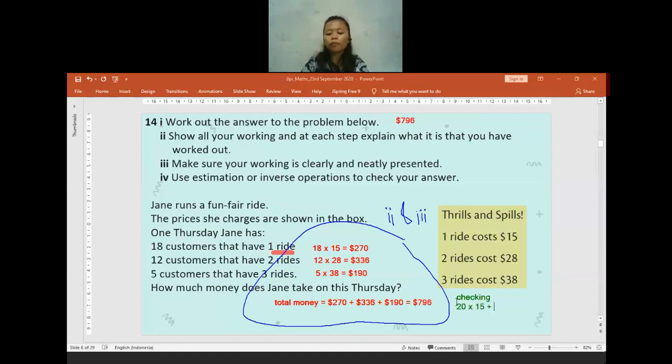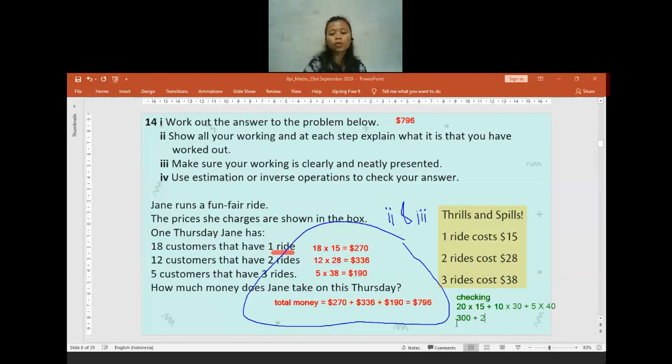Now for the 18, because this number is given in the hundreds, we need to round off to 20. 15, I will keep it as 15. The 12, I will round off to 10. The 28, I will round off to 30. And then the 5, I will keep it as 5. The 38, I will change it. I will round off to 40.